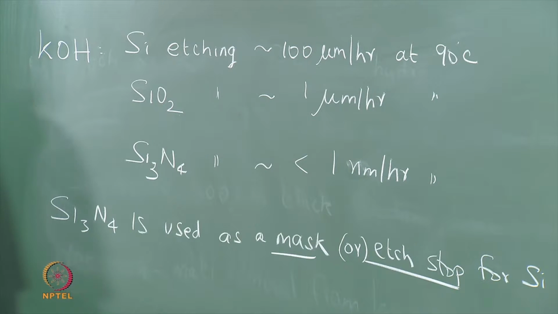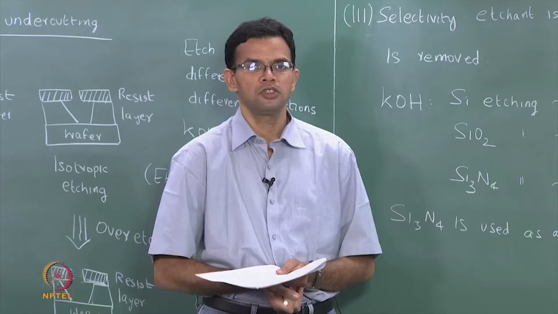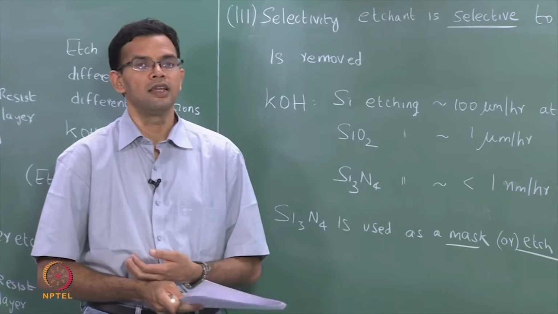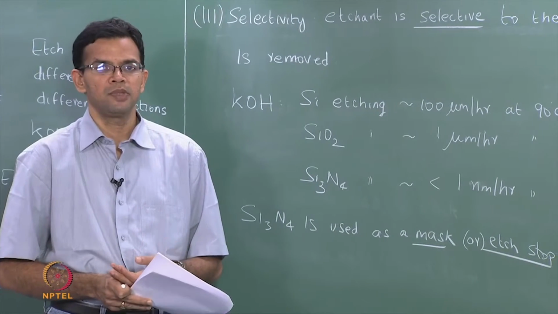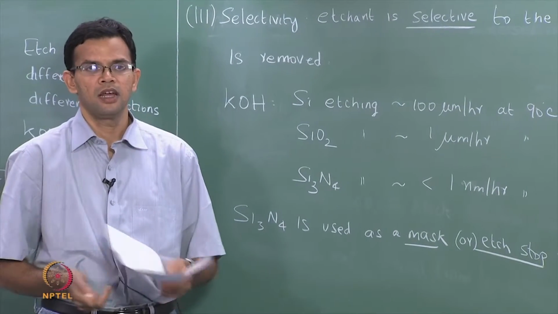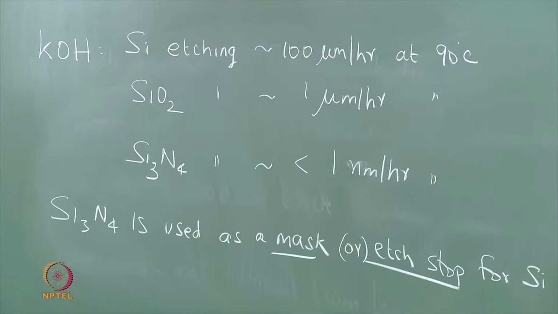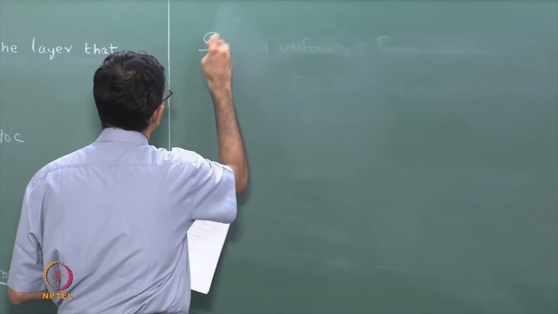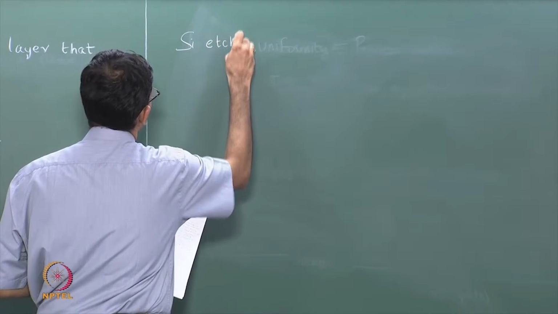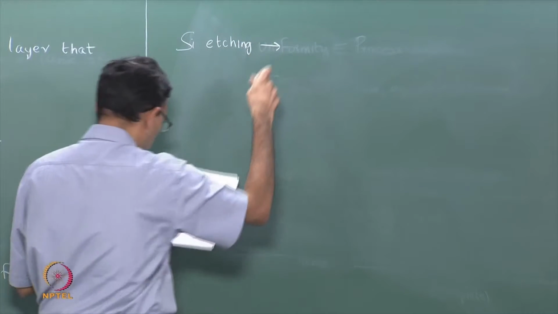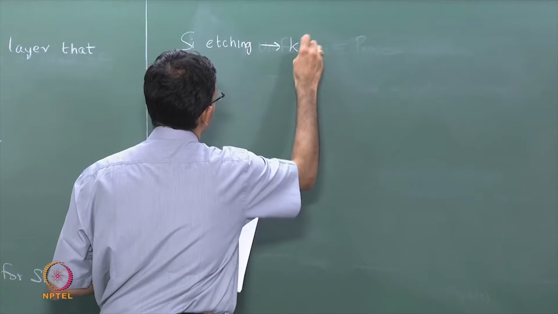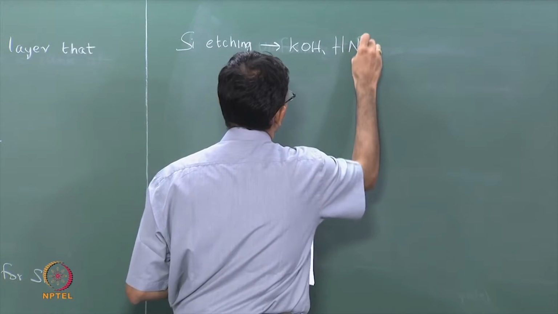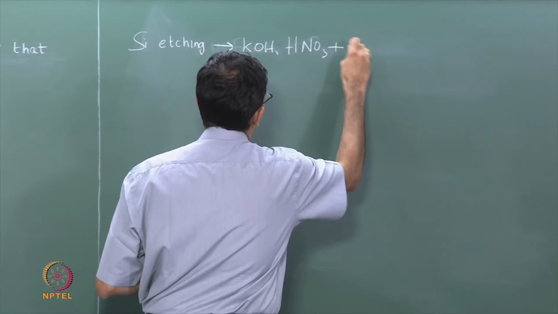Similarly, for other layers, you have specific etchants that are used which are selective to that particular layer and will not affect the other layers. So let us look at some examples of etchant materials that are used for the various silicon layers. For silicon etching, we have already seen KOH as one material. You can also use a mixture of nitric acid plus hydrofluoric acid.